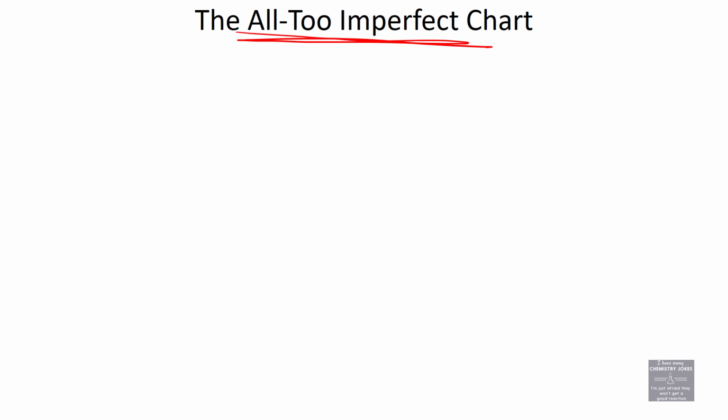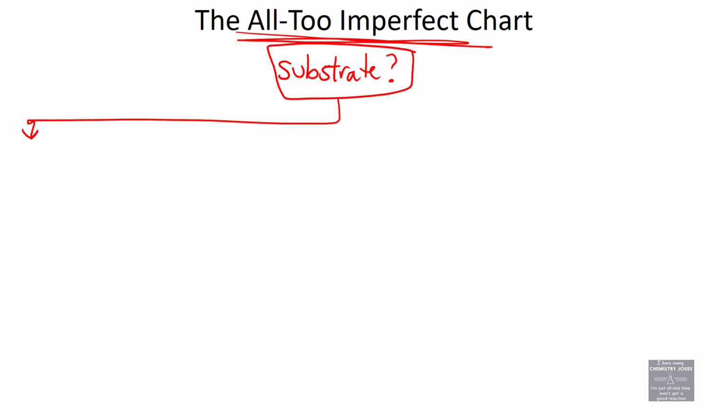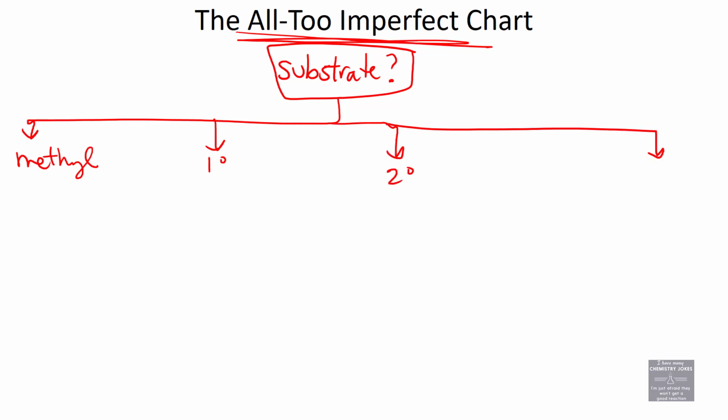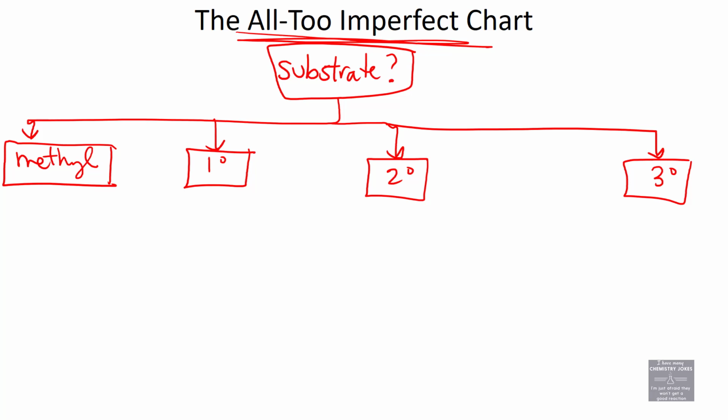All right. We said the substrate is the very first thing to consider. So you start out by asking yourself, what kind of substrate do I have? Do I have a methyl substrate? Do I have a primary substrate? Do I have a secondary substrate? Or a tertiary substrate? Note, we are not putting allylic and benzylic on this chart because things get crazy when you include those. We'll talk about it.